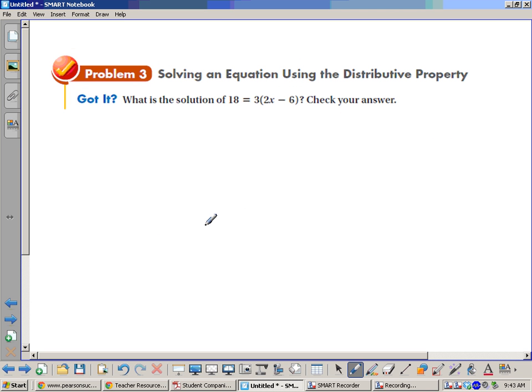Now we're going to do some other problems where we're going to throw in some extra steps. So when we're dealing with parentheses in the problem, we're going to treat those just like we would any problem. We have to distribute. So we're going to take this 3 and distribute it to the 2x and the minus 6. So we're going to get 6x minus 18. So we had to distribute, so 3 times 2x is 6x, and 3 times 6 is 18. Keep the minus in the problem.